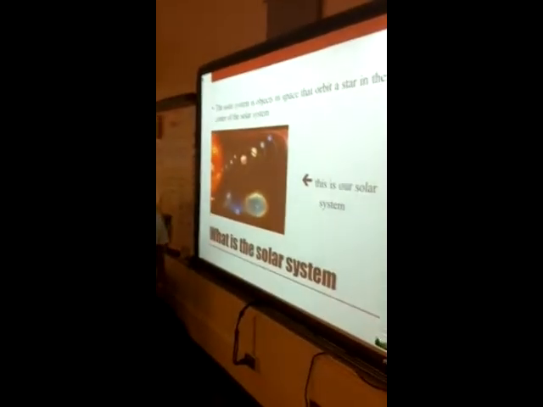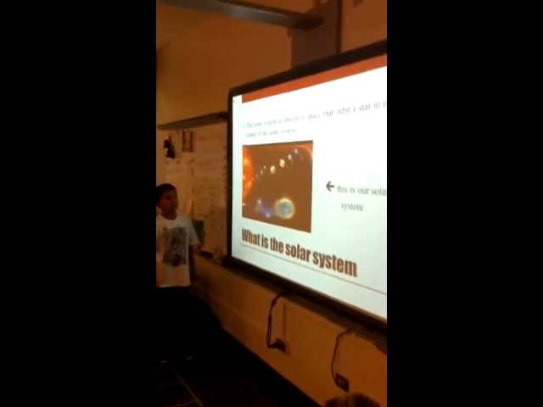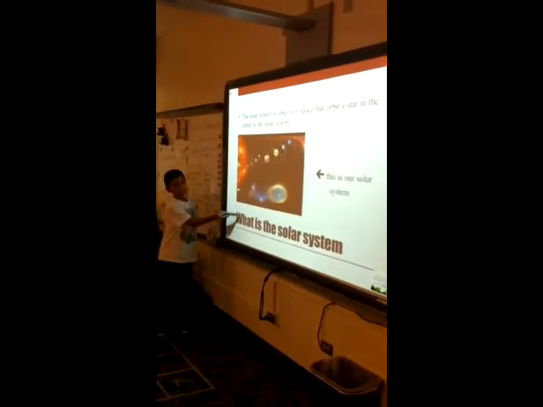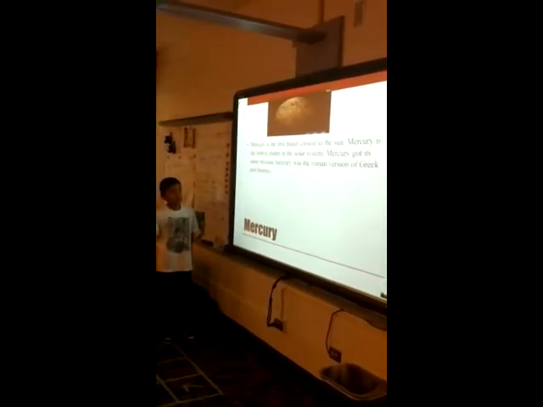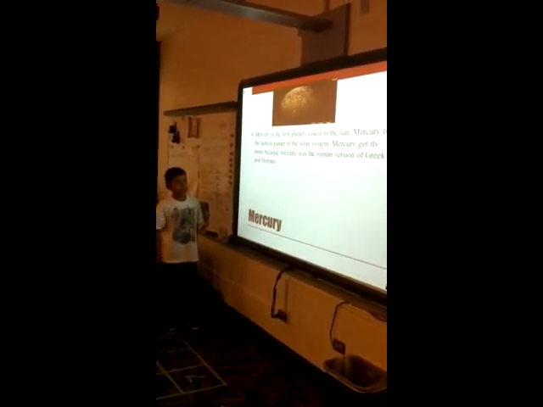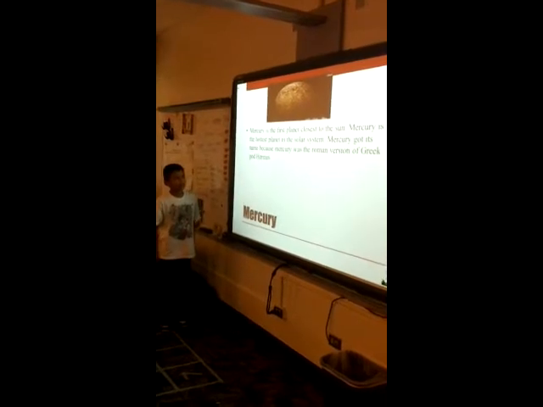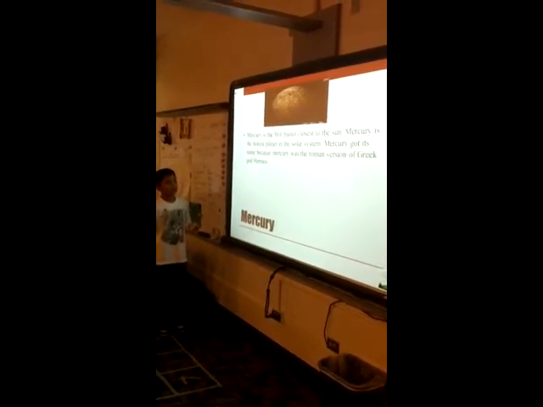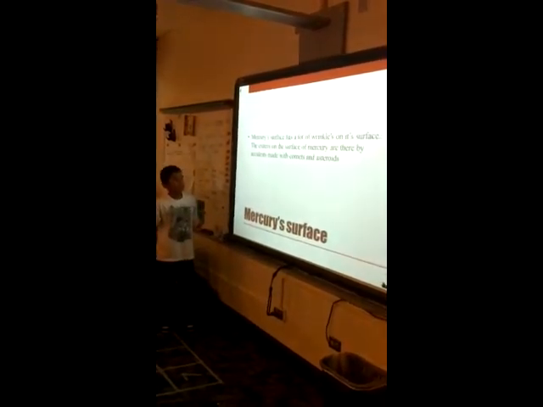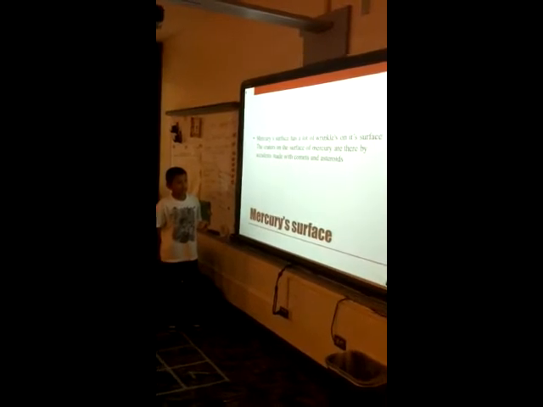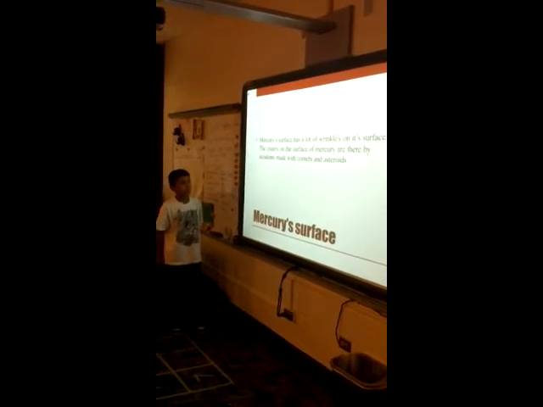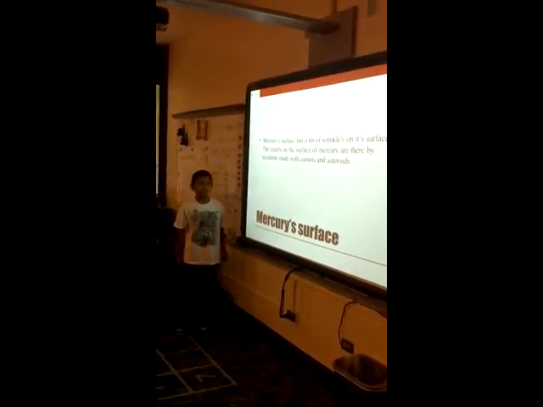What is the solar system? The solar system is objects in space that orbit a star at the center of the solar system. Mercury is the first planet closest to the sun. Mercury is the hottest planet in the solar system. Mercury got its name because Mercury was the Roman version of Greek god Hermes. Mercury's surface has a lot of wrinkles on its surface. The craters on the surface of Mercury are there by accidents made with comets and asteroids.